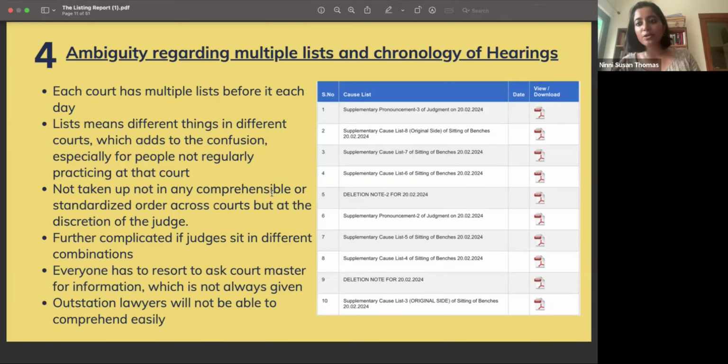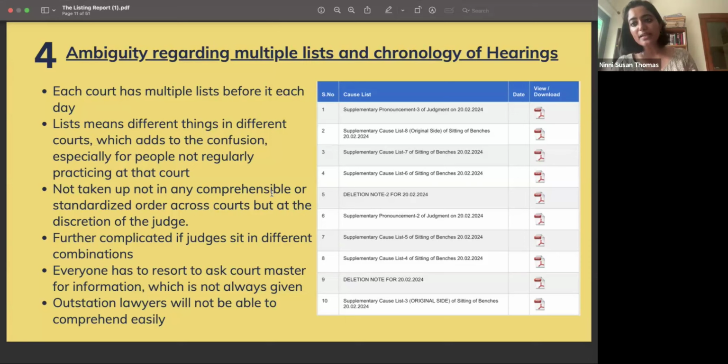So unless you are someone who's practicing there, you also might not know that day the order in which the list will be taken up. But imagine how difficult it is for an outstation lawyer or a young lawyer without a clerk or any real resources to figure all this out. The only way is to go and ask the court master. But the court master also might not really tell you because they don't want to commit to it, because it ultimately just depends on how the judge wants to take up his list on that particular day.